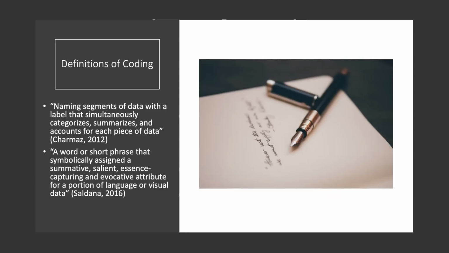Whereas on the other hand, Johnny Saldaña, the second bullet point, quotes from his book, which is like a manual for qualitative research, and I would say it is one of the go-to books when you want to analyze qualitative data. He says a code is a word or short phrase that symbolically assigns a summative, salient, essence-capturing, and evocative attribute for a portion of language or visual data.